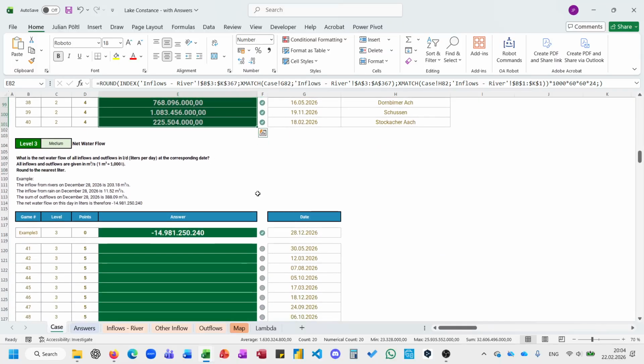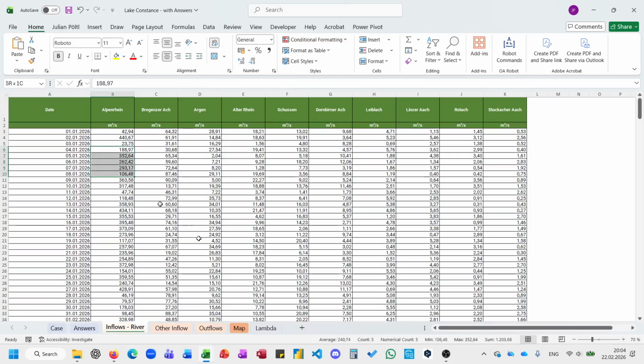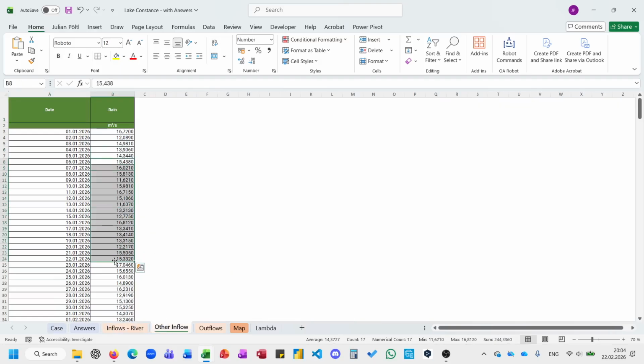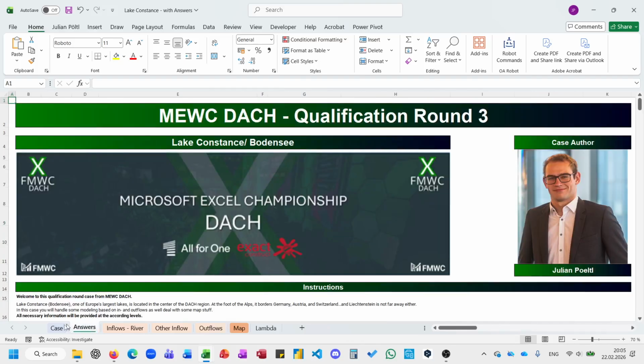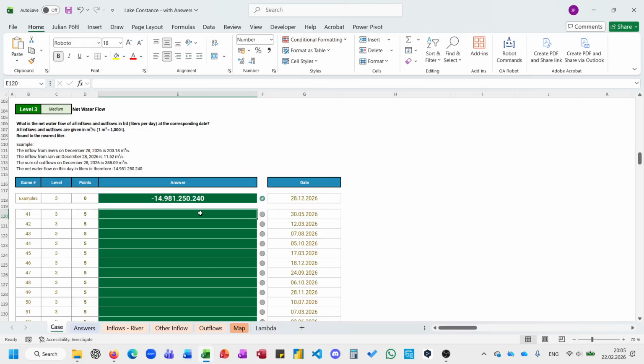Net water inflow. What is the net water flow of all inflows and outflows at the corresponding date? So you not only have those inflows, you also have inflow due to rain and outflows, both through a river that is flowing out of the lake, and then also some evaporation, and also some water is taken from the lake. There's a huge pipe going to Stuttgart in that region, and that's also in here because they take quite some water from the lake.